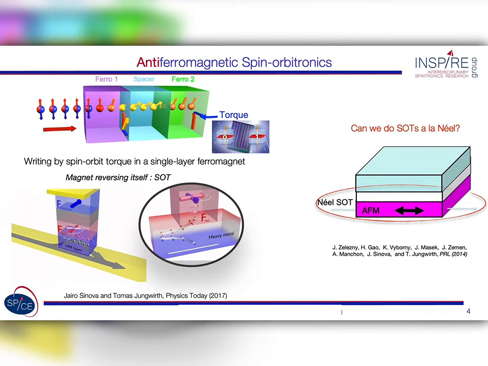In ferromagnets, we've been able to manipulate them electrically and understood how to do that now for quite a while by exploiting the spin-orbit torque and the spin transfer torque. And in this case we had the idea, it's now 7 years ago, of asking can we do something similar in antiferromagnets? Can we do the manipulation of the order parameter, in this case a Néel order parameter, in antiferromagnets?